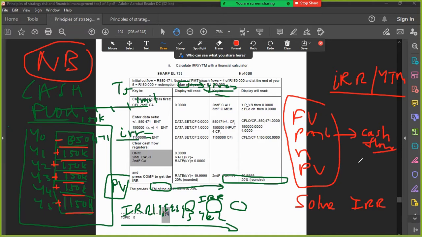Okay, so you need to know when to apply which method. That's why I'm saying you need to look at what they're asking you to do. In this question, they're asking you to work out IRR. If they're asking you to work out IRR, then you need the cash flows: for the start, during the life, and at the end.